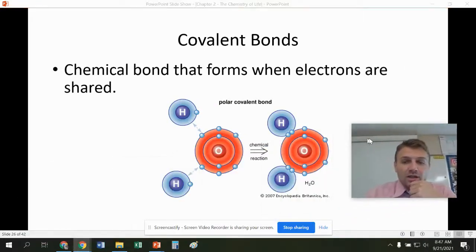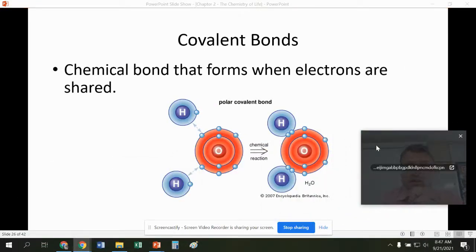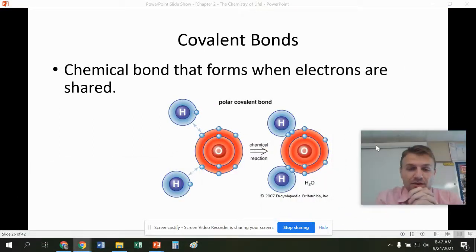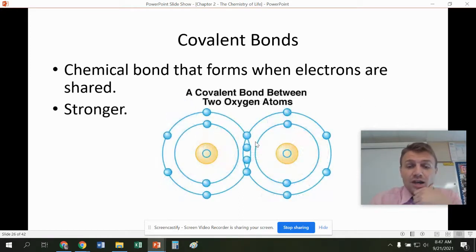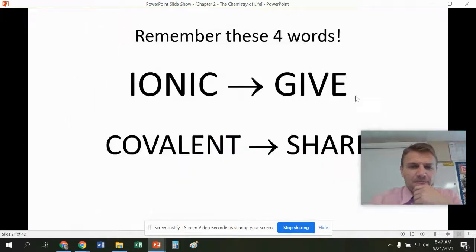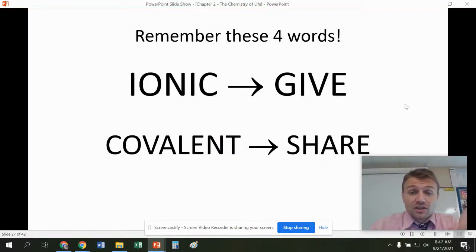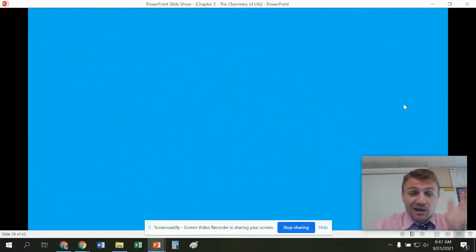Covalent bonds are when you have the electrons being shared. Water is an example of this. The water molecule here is held together by these 2 electrons being shared between the hydrogens and the oxygen. These are usually stronger bonds. Oxygen is another example of a covalent bond, where you have these 4 electrons being shared between these 2 oxygens. Remember, ionic, give; covalent, share. That's what I always say: ionic, give, covalent, share.